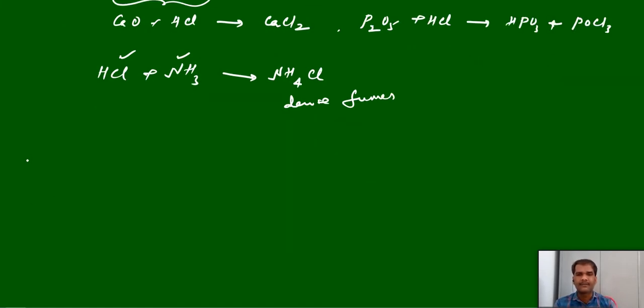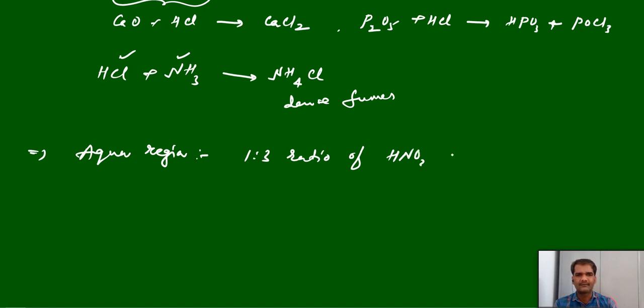Next, one more important point here, HCl is used to prepare aqua regia. This part we have already discussed at the time of nitric acid. Aqua regia means it is a 1:3 molar ratio of HNO3 and HCl.